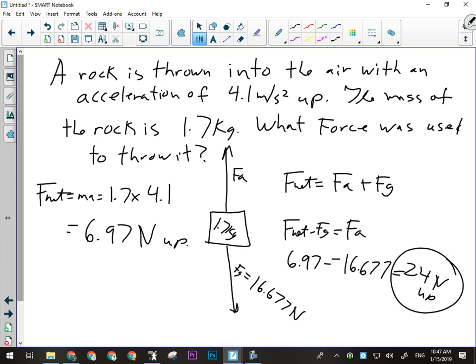All right, what else do we want to go over? Okay, inclined plane, yep.